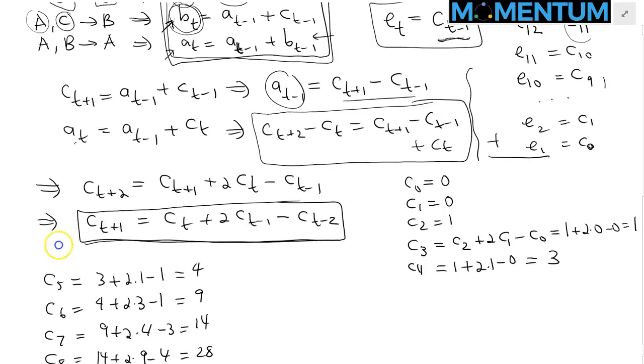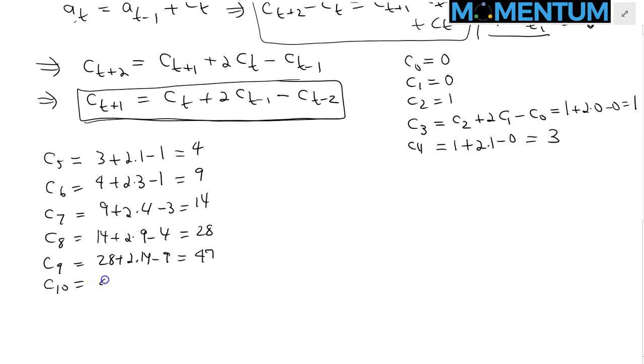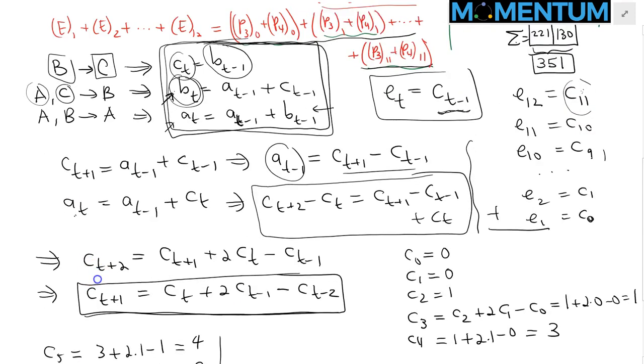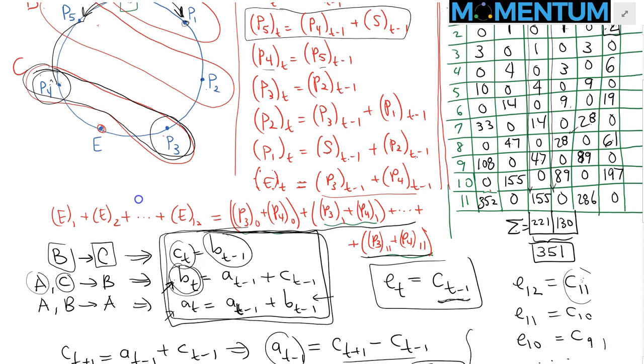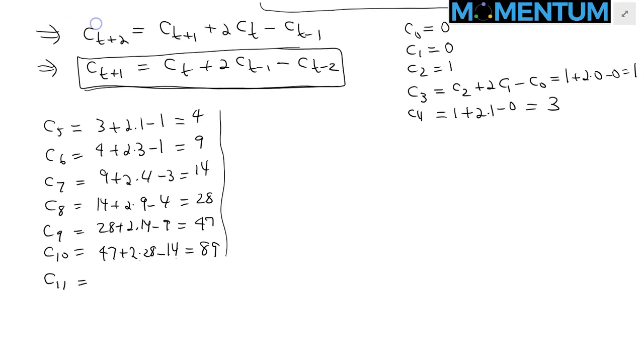C10, and that's the last one I needed. Oh, sorry, I still need C11 too. Sorry for that. Okay, so that's 47 plus 2 times 28 minus 14, which is just 56 here, minus 14 is 42, so this is an 89. These numbers are no surprise, right? We got these numbers earlier in the table. If you inspect our table, you would see these numbers 9, 14, 28, 47, 89, and 155. So I won't be surprised if the next guy is a 155.